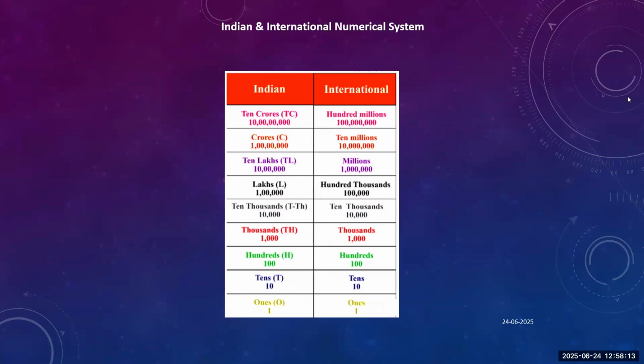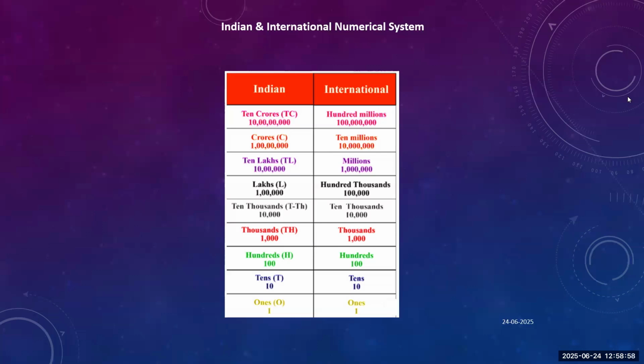Ones is ones, tens is tens, hundreds is hundreds, thousand is the same, 10,000 is the same. 100,000 in the international system is 1 lakh here. Above 1 lakh, we have 10 lakhs. In the international system, 10 lakhs is called 1 million. That is the answer for your question. 1 million is not a crore, it is 10 lakhs. Are you getting it? 10 million is a crore.